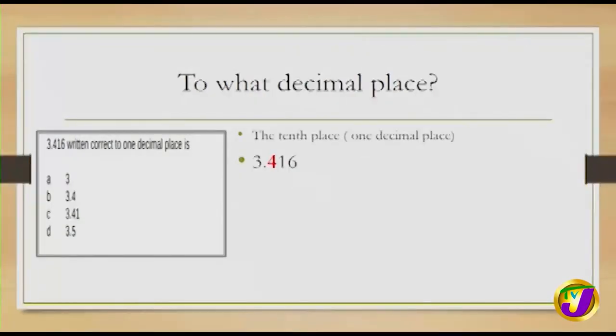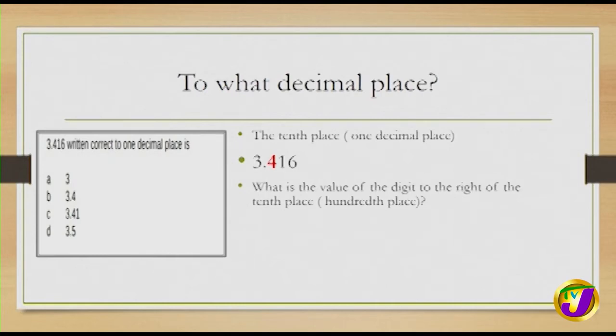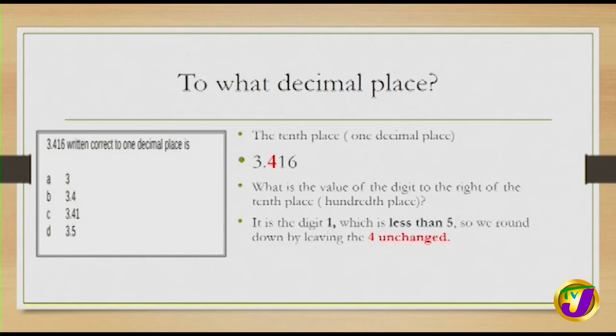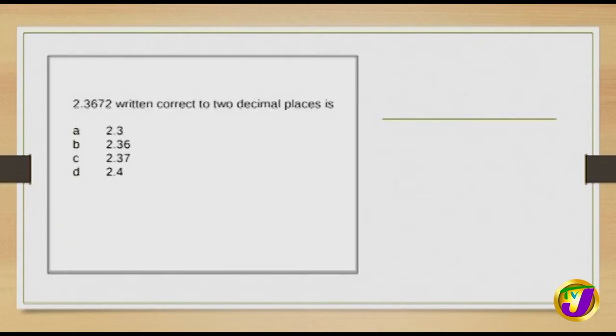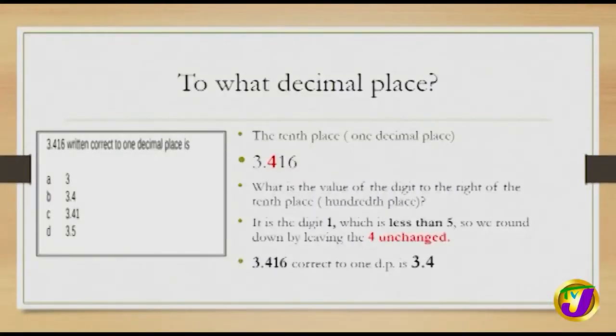3.416, the 4 is in the 10th place, and we look at the 1. What is the value of the digit? It's 1. The 100th place is 1. That means we are rounding down because it is less than 5, so the 4 will remain unchanged, and written in 1 decimal place, it is 3.4. There you go. So that is pretty much it for this section of the lesson.